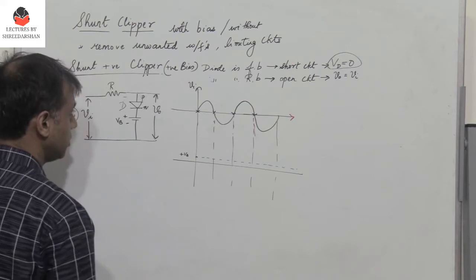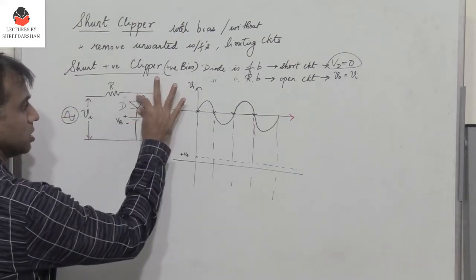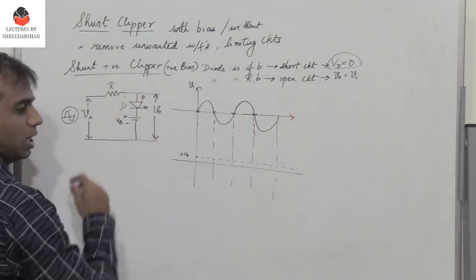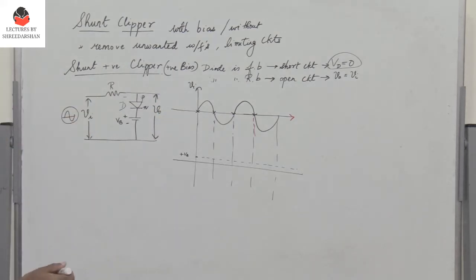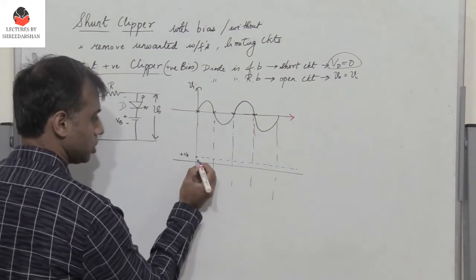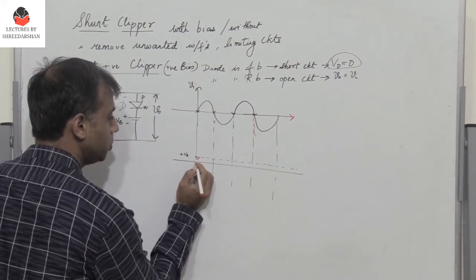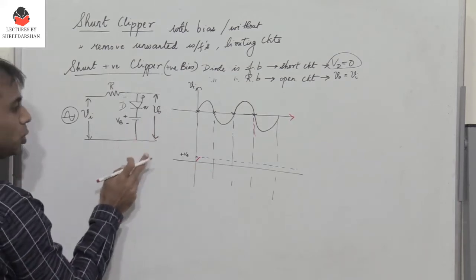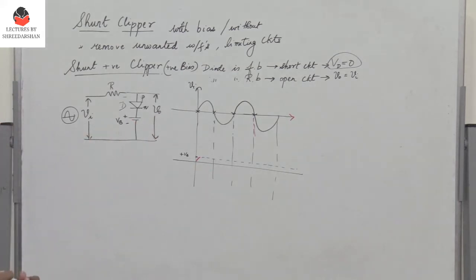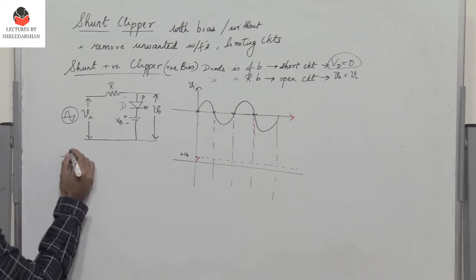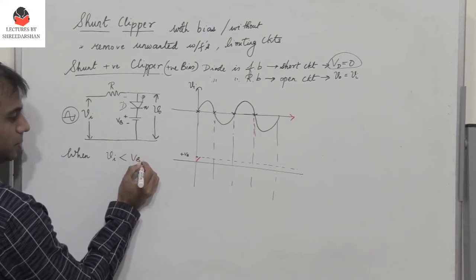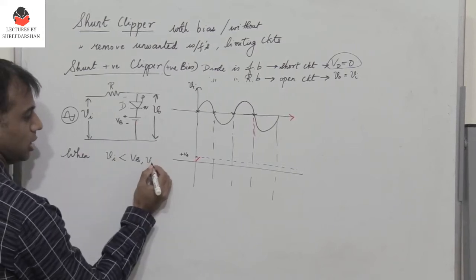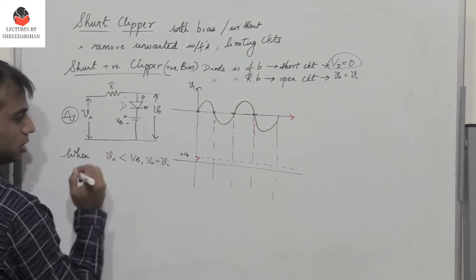When the diode is reverse biased, it behaves like an open circuit. So when it behaves like an open circuit, the output follows the input voltage. Till where does it follow the input? Till the input voltage is less than VB. So let us make a note here. When the input voltage Vi is less than VB, then the output voltage is equal to the input voltage.